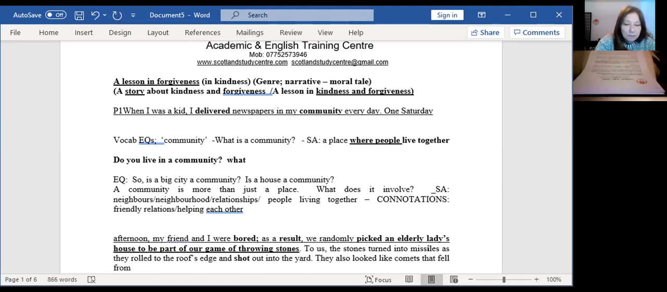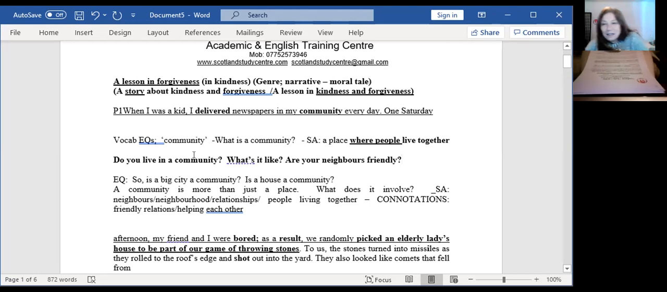What's it like? Are your neighbors friendly? Things like that. You could maybe ask, you can personalize it, ask them about their community, or if they live in a big city, maybe they don't really have a community. And you can talk about this notion of a community.